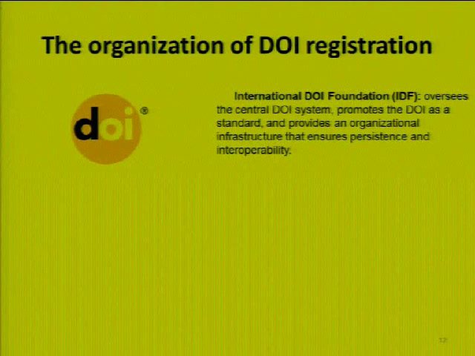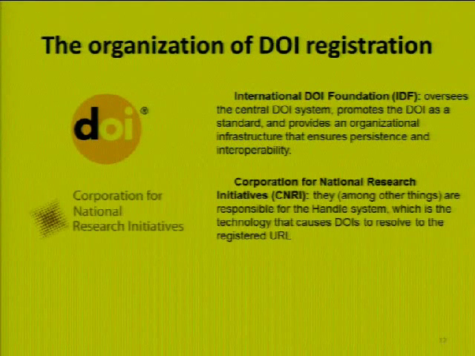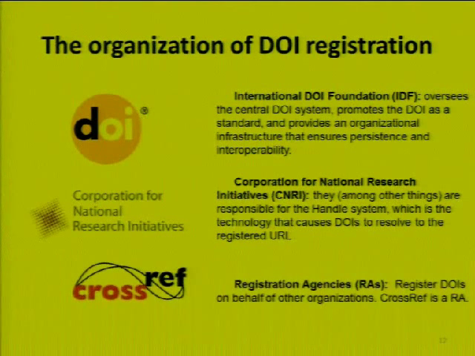How it's organized is there is an international DOI foundation which manages centrally the whole system. And then you have individual organizations that are responsible for the technology behind it that link the system. And then you have the registration agencies, of which CrossRef is one of them. So there's only one DOI foundation. The Corporation for National Research is the organization that handles the technology, which is called the handle system, to confuse it. But then you have multiple registration agencies.